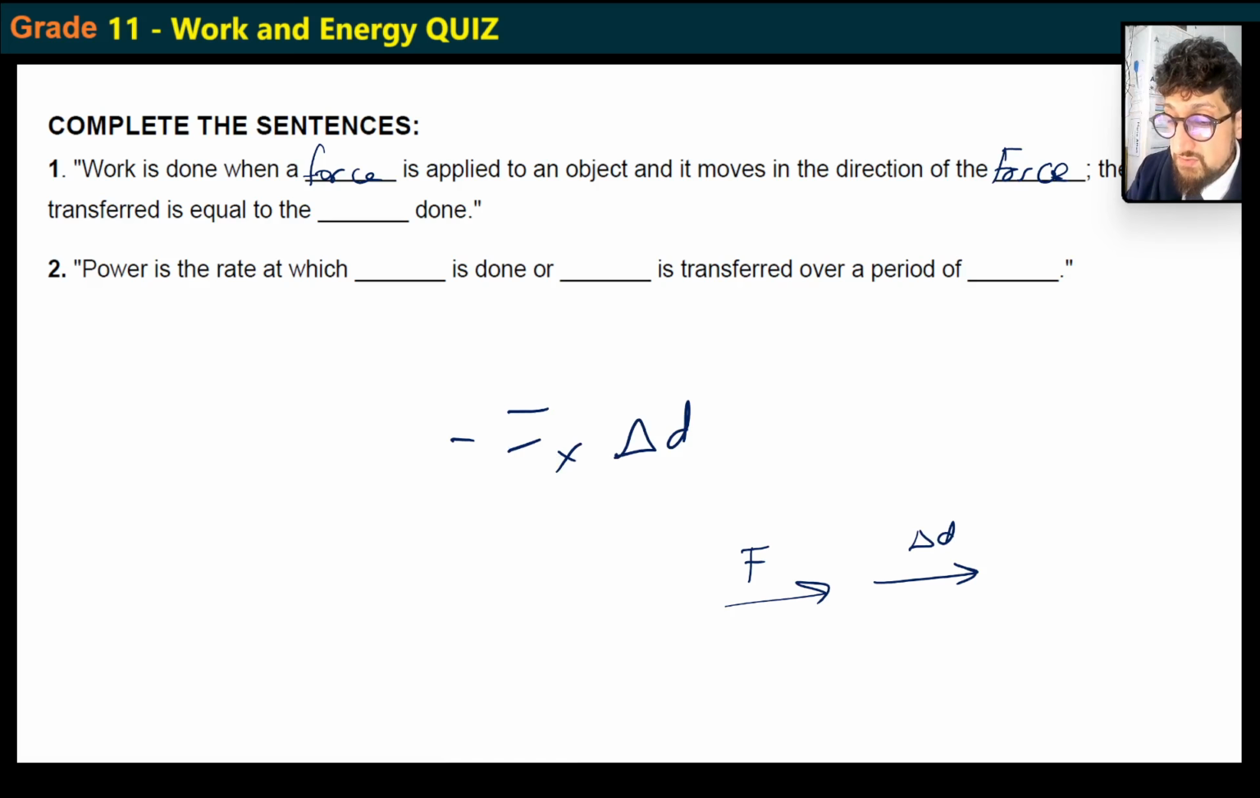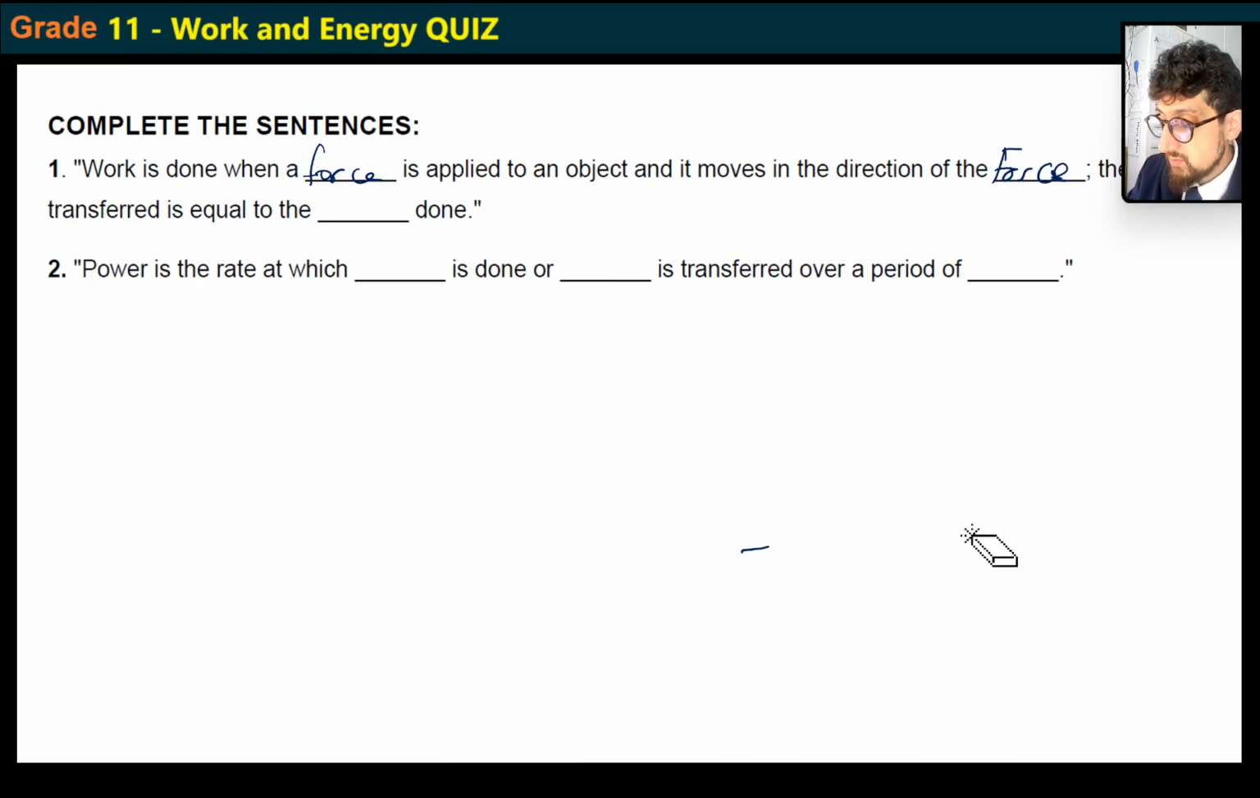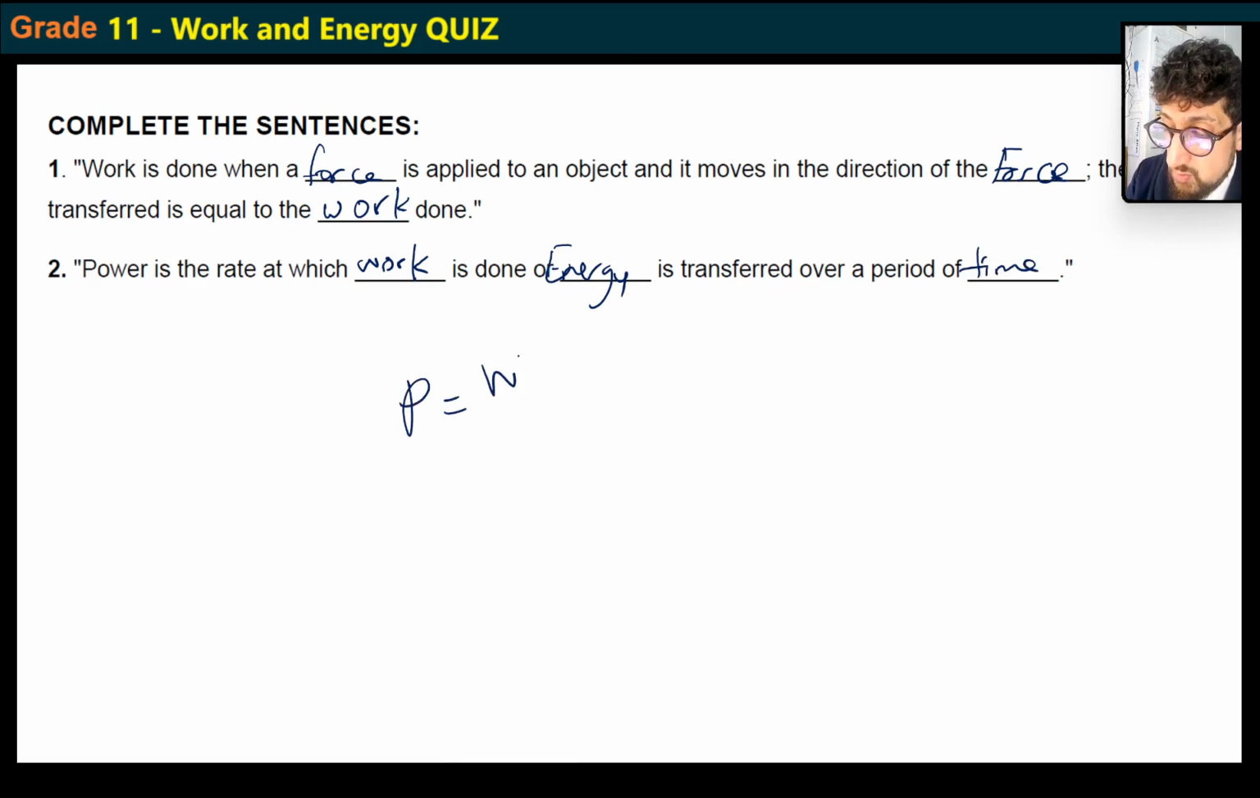Okay, the energy transferred is equal to work done. Power is the rate at which work is done. So once again, we are repeating words here. Or energy transferred over a period of time. Because power is equal to work over time or change in energy over time.